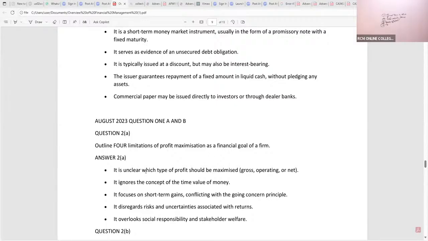It is unclear, first of all, which type of profit should be maximized. Should you maximize gross profit, operating, or net profit? They don't define for us. These profits will always ignore the concept of time value of money. It focuses on short-term gains, conflicting with the going concern principle. It doesn't regard any risk or uncertainties, so it disregards any risks and uncertainties associated with returns. It overlooks social responsibility and stakeholder welfare.